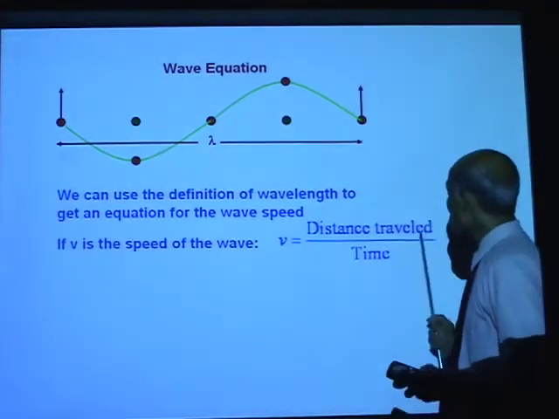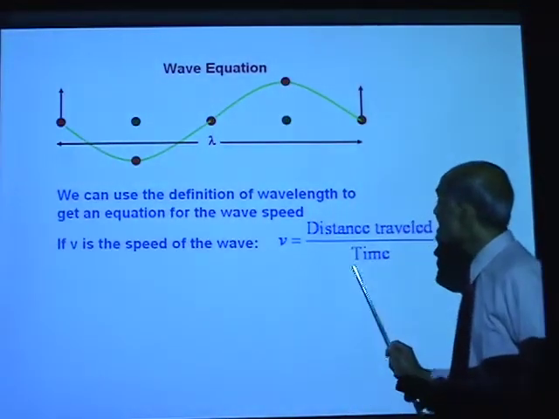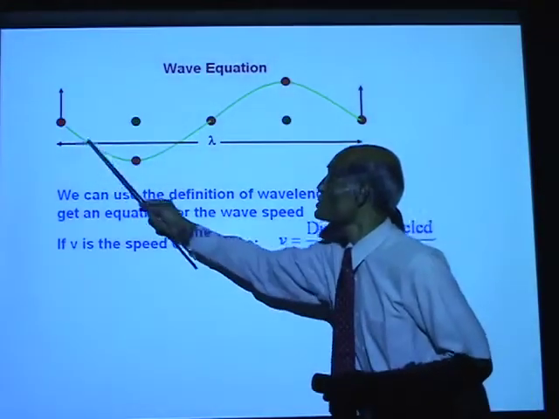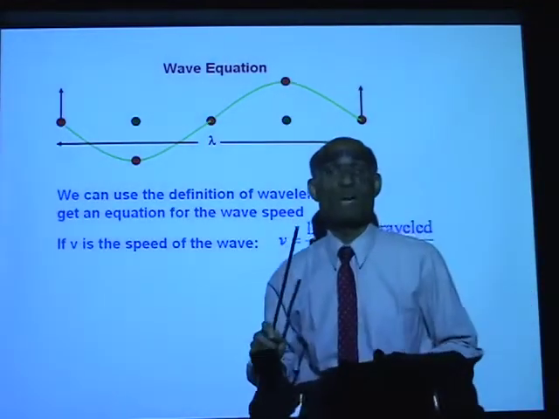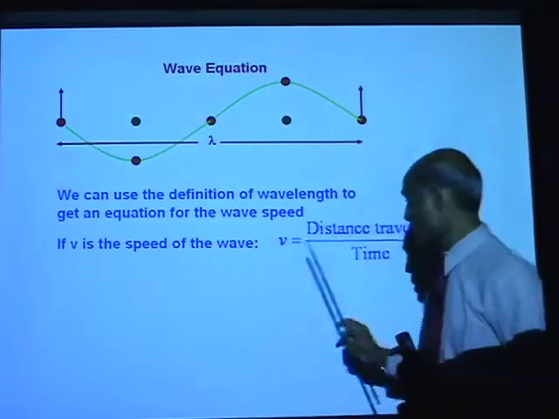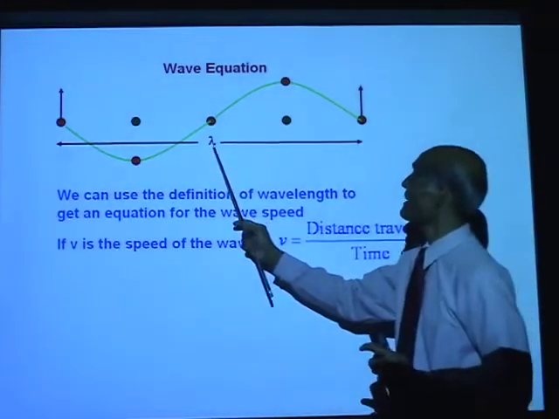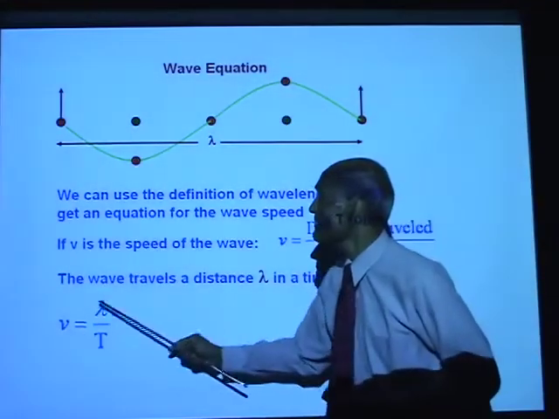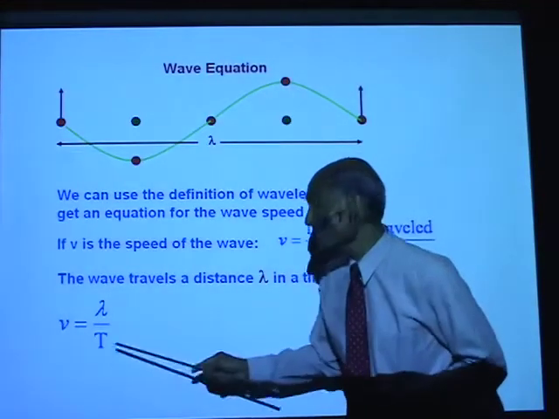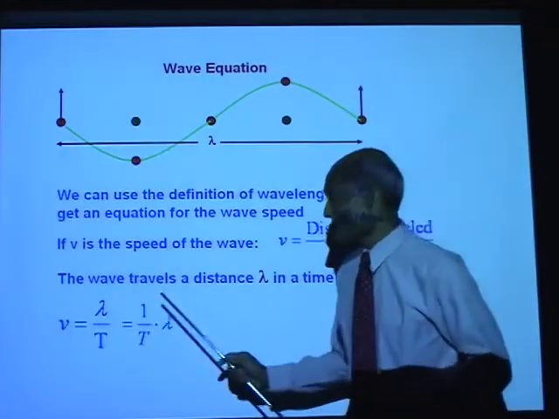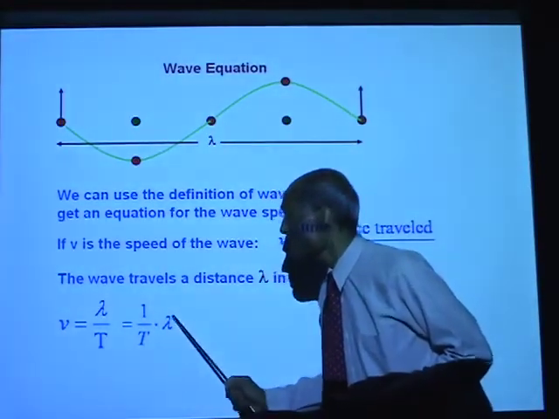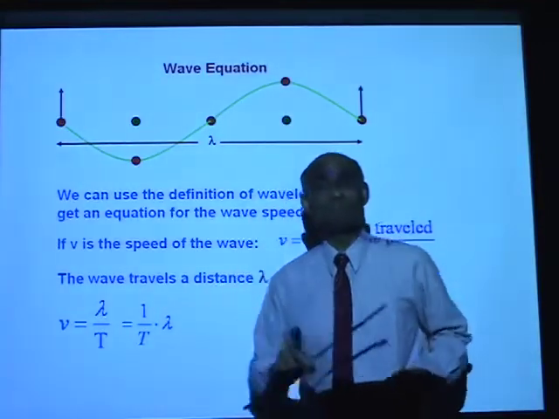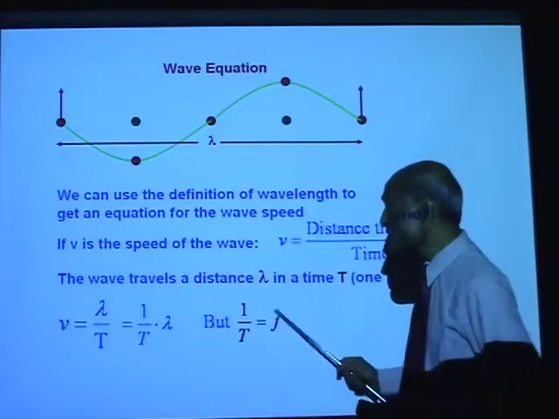Now, if the distance traveled is a wavelength, what is the time taken to travel that distance? Well, if you know the definition of wavelength, the distance equal to one wavelength is traveled by the wave in a time of one period. So, if I call this distance a wavelength, this time becomes the period. There you are. So I can write v, therefore, is lambda divided by T, where T is the period. Well, I'm going to write it like this: 1 over T multiplied by lambda. Isn't it the same? Yes. What is 1 over T equal to? 1 over the period is the frequency.